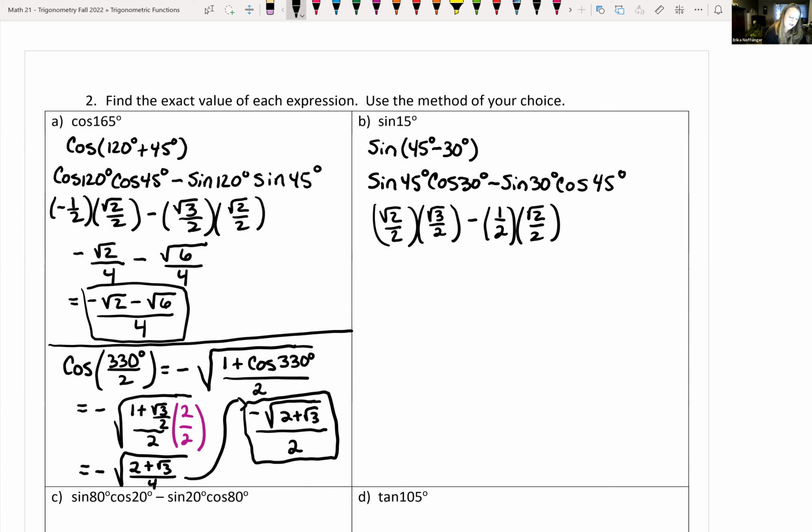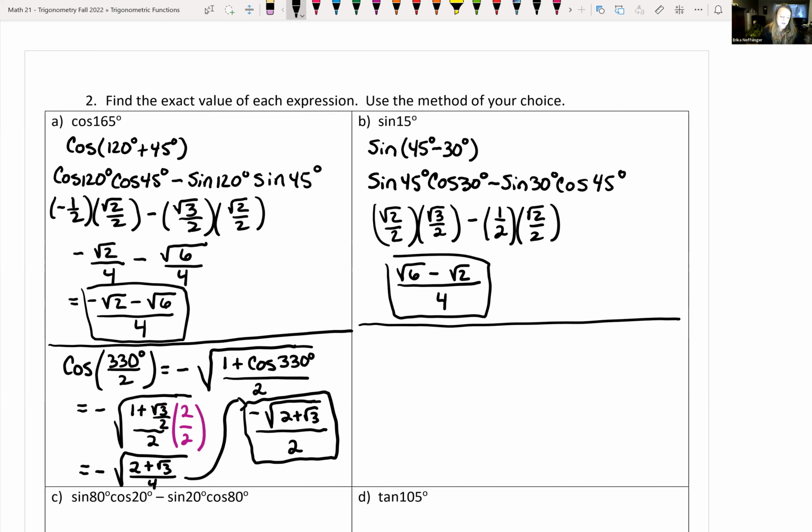So multiplying across and rewriting this as a single fraction, I have root 2 times root 3, that's square root of 6. This is all going to be over 4. Both of my terms have 4 in the denominator, so let's just go ahead and rewrite this as a single fraction right away. The next grouping of my terms, I have 1/2 times root 2 over 2. There's a minus, so minus root 2. So here is our answer, using the difference of 2 angles for sine.